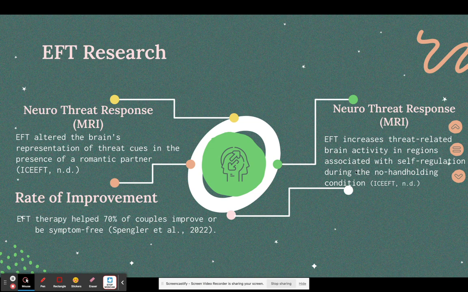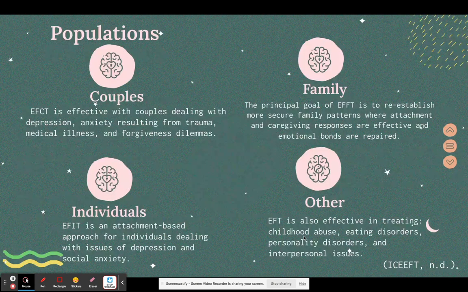Also, EFT is very empirically, scientifically based. Most of the articles say that EFT therapy has helped more than 70% of couples improve or be symptom free. Here are the populations that it serves. Originally, it started for couples, but now it has expanded to include family therapy, individuals, and it can also provide therapy for other maladaptive behaviors.